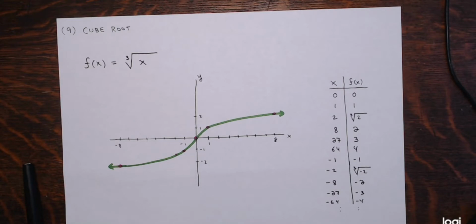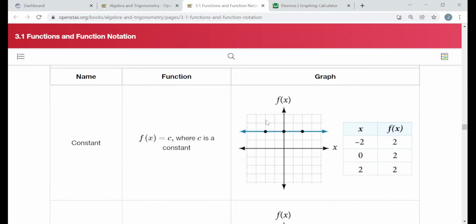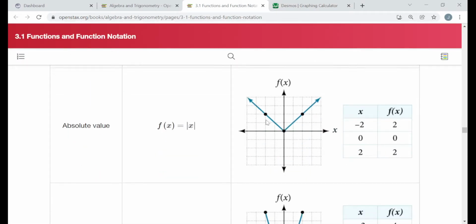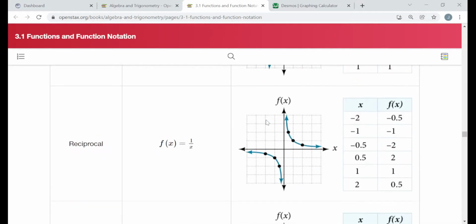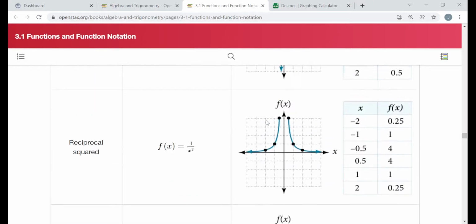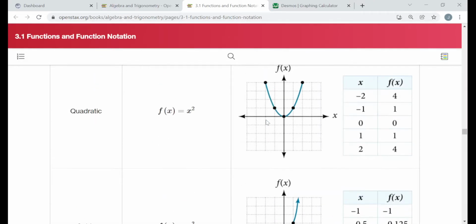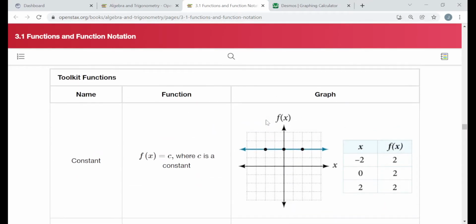Okay, and that's it. All right, that was a lot. And again, you can go back and look at the charts and pictures they made in the textbook. They got the constant, identity, absolute value, quadratic, cubic, reciprocal squared, square root, and cube root. They have them all pictured here in this table. Get to knowing this table. Get to knowing what these basic toolkit functions look like, this basic library of functions.